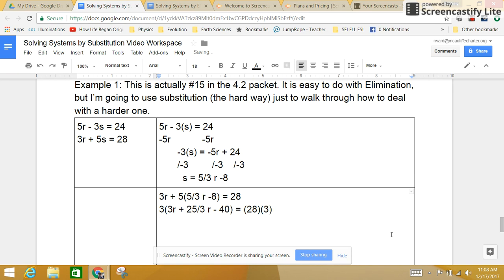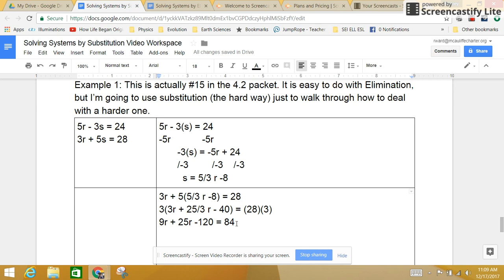Okay, so this becomes, when I distribute that 3 times everything, 3 times 3r becomes 9r. And then 3 times 25/3 r becomes 25r, and 3 times negative 40 is negative 120, and 28 times 3 is going to be 3 times 8, which is going to be 24, and 3 times 20, which is going to be 60. 24 plus 60 is 84. Now, I don't have fractions to deal with. Okay, I might have fractions in the end, but that's okay.